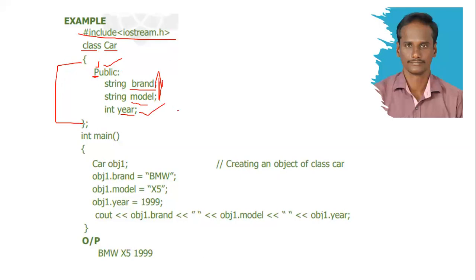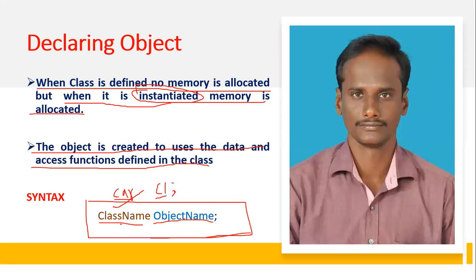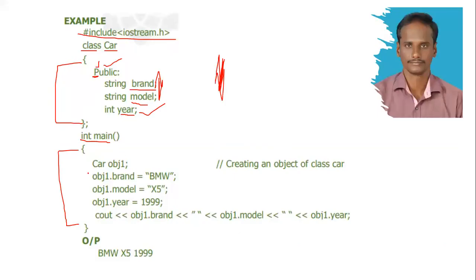So the class is defined. What I said: while creating a class, no memory space is allocated for these data members, right? Next, in main we have defined an object. What is the general form for defining an object? Class name, object name, right? Once again, just remember the syntax: class name and object name. So what's our class? The class name is car, followed by the object name. The object name is obj1.